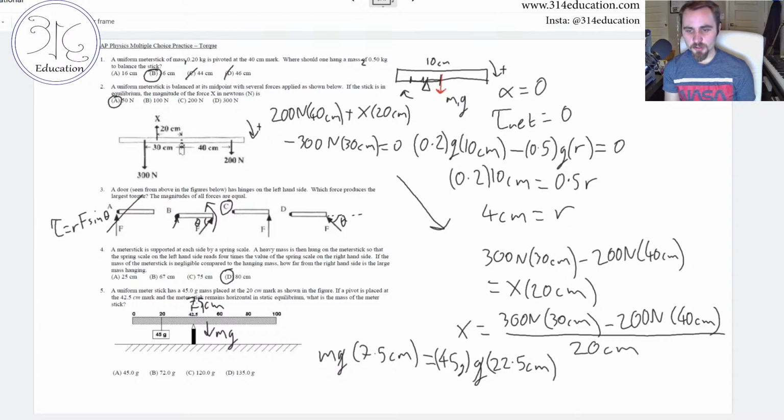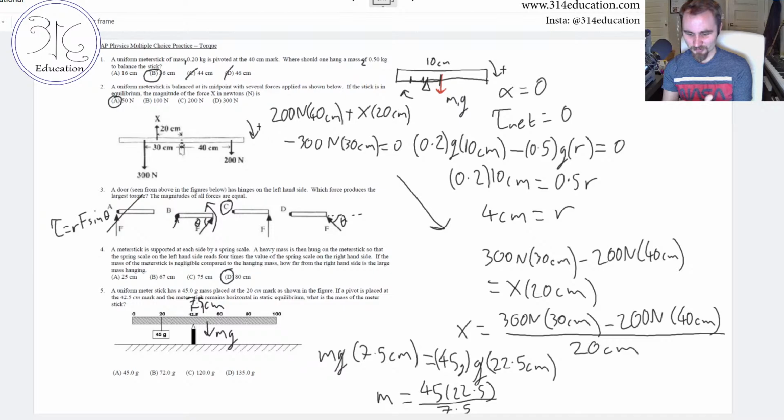We can divide both sides by g, and we want to get m on its own. And this might be one that I actually need a calculator for, because we've got 45 times 22.5 divided by 7.5. I kind of ran out of space at the bottom there, but that's okay. And so yeah, I am going to use a calculator.